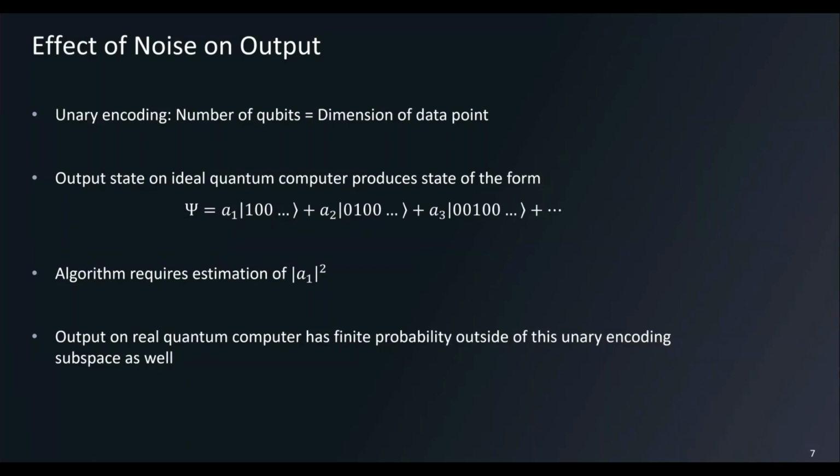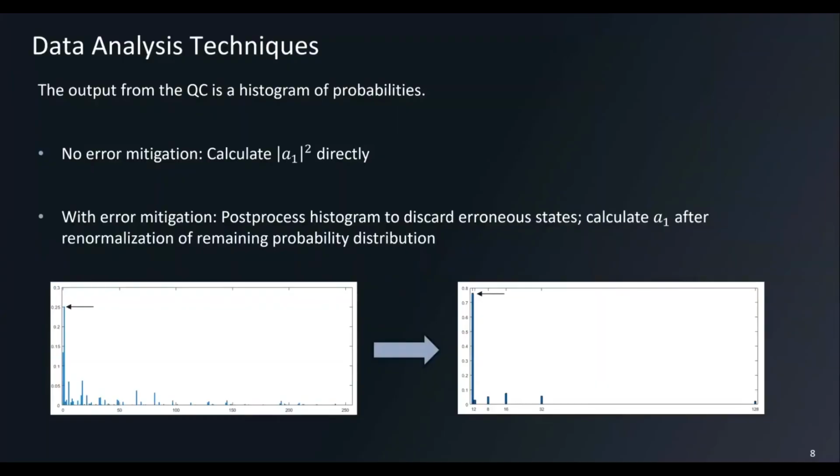The algorithm requires the estimation of the coefficient of the first computational basis state in this superposition. However, due to noisy operations on a real quantum computer, the output will have finite probability to lie outside of the limited subspace shown over here. So what does this mean in practice? Well, the output from the quantum computer is a histogram of probabilities corresponding to the coefficients shown in the last slide. One can, of course, calculate A1 squared directly from this histogram.